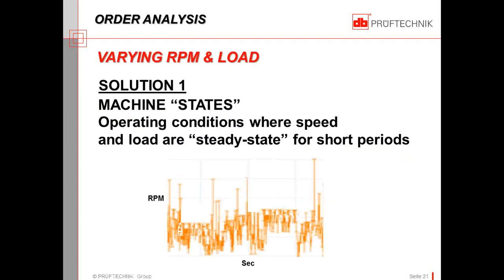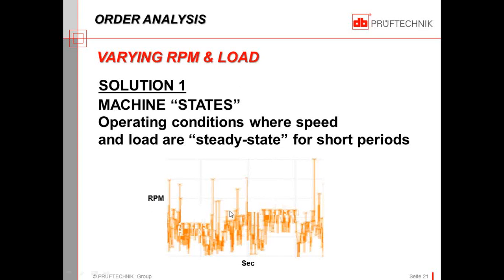Let's look at a first solution to this issue of machines with varying RPM. The first solution has nothing to do with order analysis, but it is a solution for machines with varying RPM. And it's something that we refer to as identifying machine states.